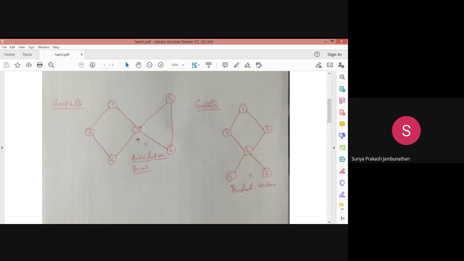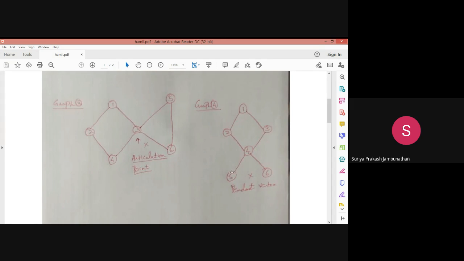When you are seeing graph 4, we have a pendant vertex. Pendant vertex means there is no connectivity from that particular vertex. After reaching 5 from 4, there is no connectivity from 5 to reach 6. Even though this particular graph has an articulation point, it also has a pendant vertex.